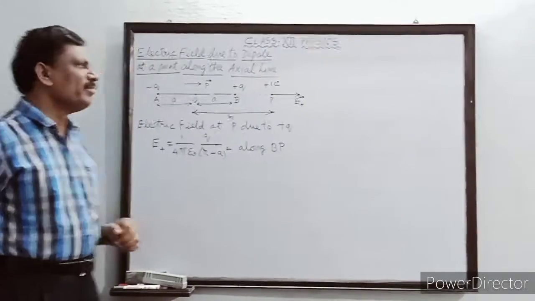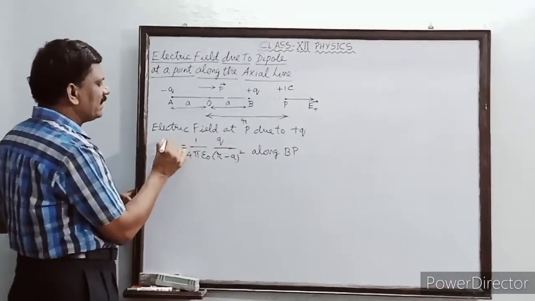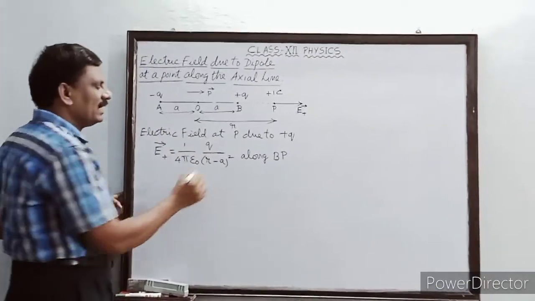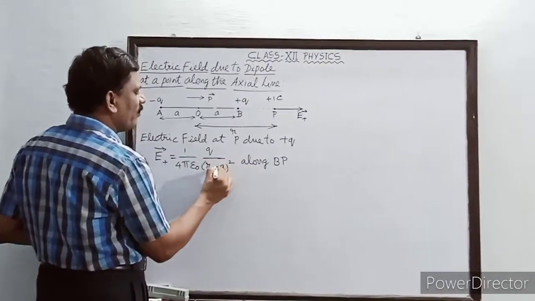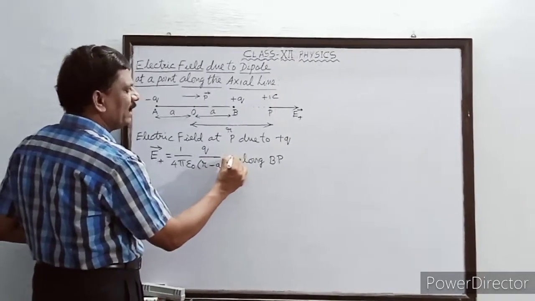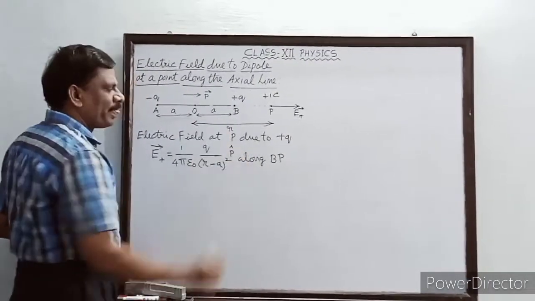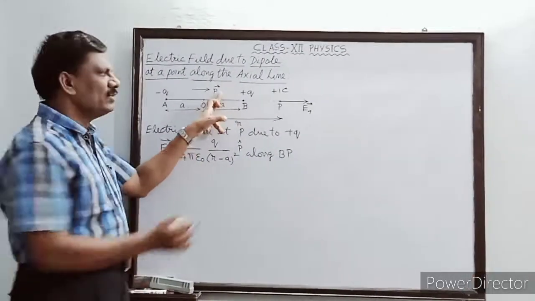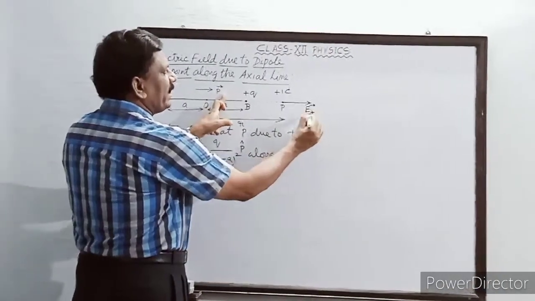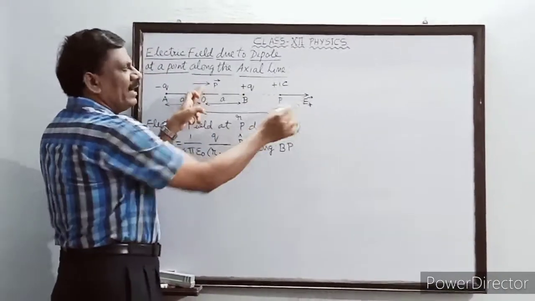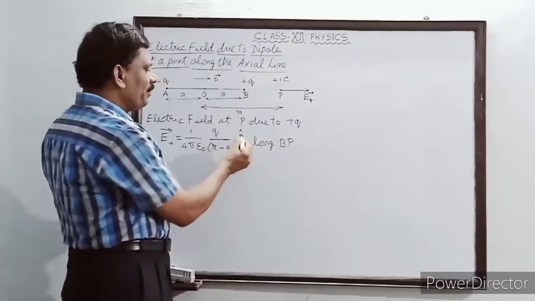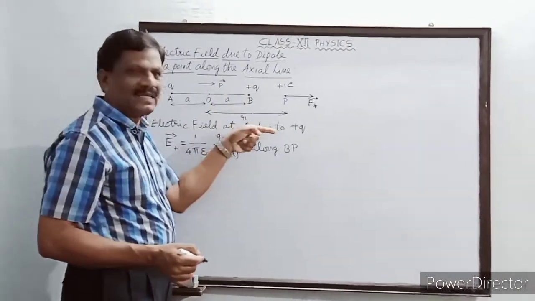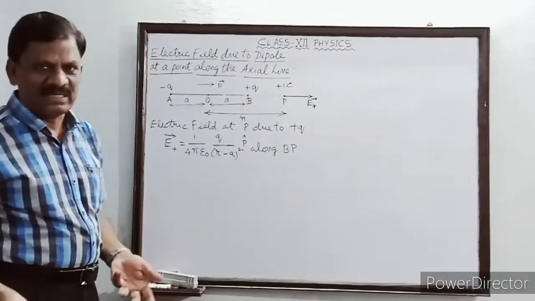Now, in vector form, if you want to express the same, this can also be written as E plus vector is equal to q by 4 pi epsilon naught into r minus a whole square, into p cap, where p cap is the unit vector along the direction of the dipole moment. You see here, this E plus vector and this p vector are both along the positive x direction. Therefore p cap, which is the unit vector of this dipole moment, acts along the x-axis. So in this format also we can express it.